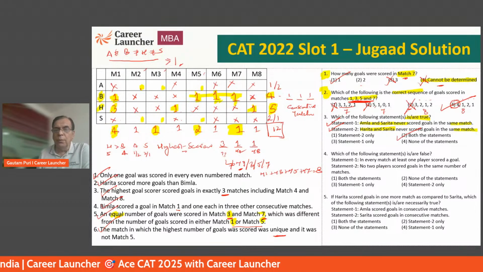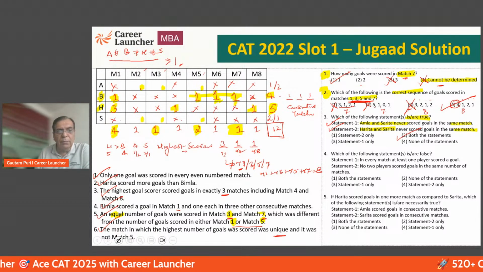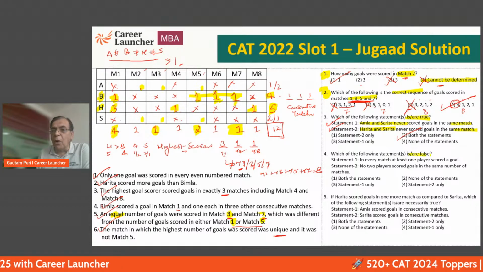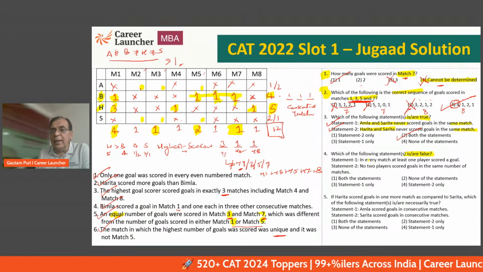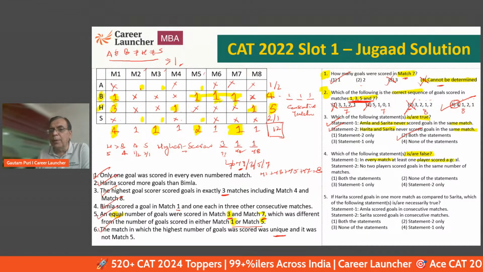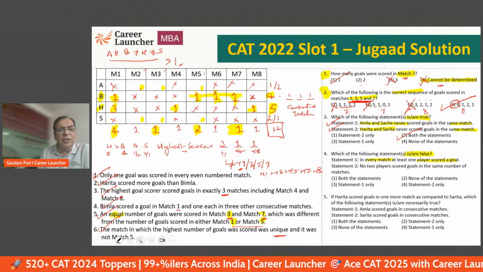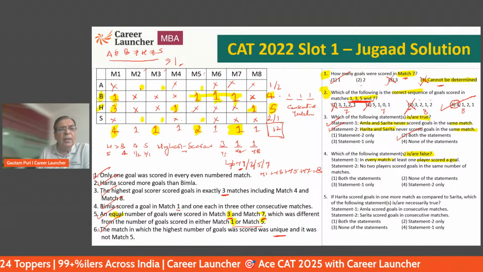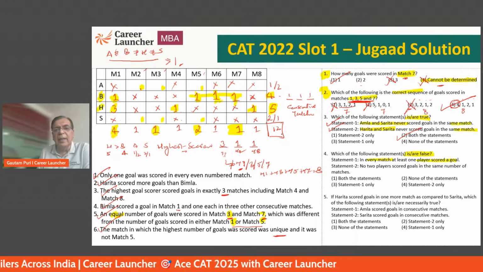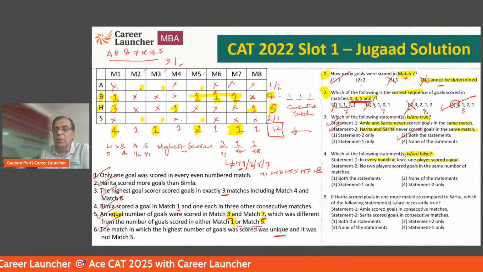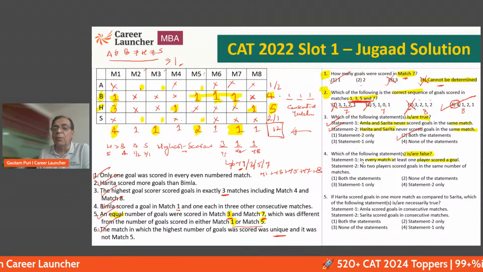Okay. Statement 4, or rather question 4. Which of the following is false? So now we need to look at which of them is false. Statement 1. In every match, at least 1 player scored a goal. Yes. Every match, at least 1 player has scored a goal. Let's see. It's very clear. This bottom line is telling you. So statement 1 says it is correct. So it cannot be a part of my answer.